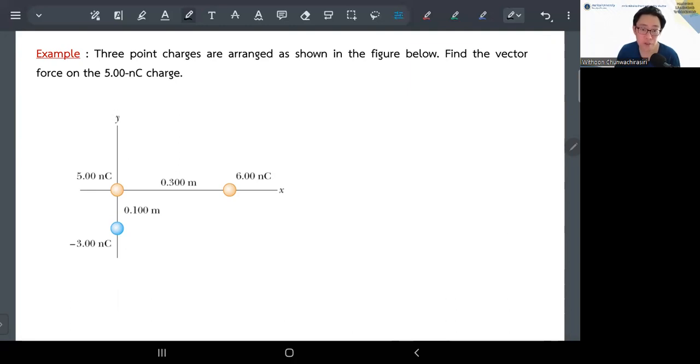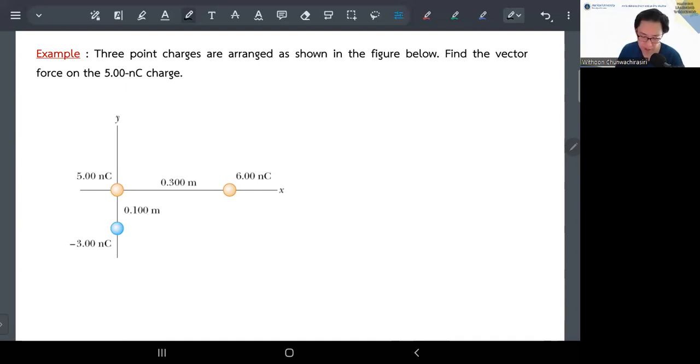So we have 3 point charges arranged as shown in the figure. Find the vector force. They want the net force on the 5 nanocoulomb charge. The n there is nano, which is 10 to the negative 9. So it's a 5 nanocoulomb charge. I'm going to give it a shot. I'm going to try to do it two ways so you guys can see and compare. I'm going to start with Coulomb's law, which means I'm going to work on the forces. I'm just trying to calculate the force acting on the 5 nanocoulomb charge.